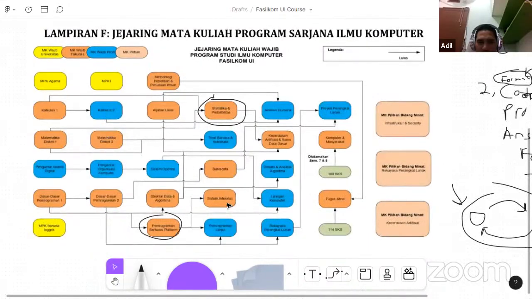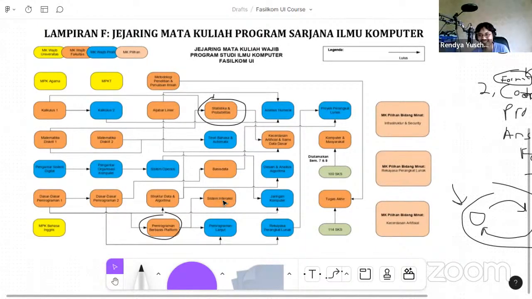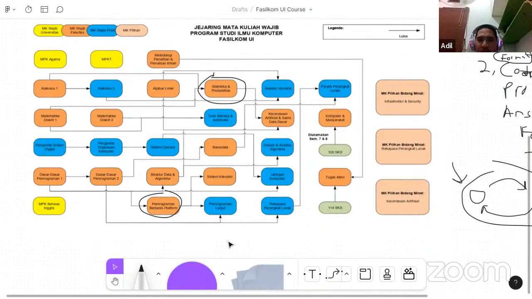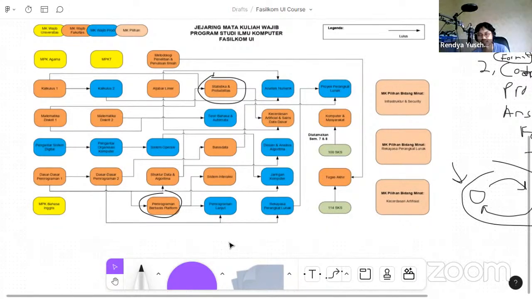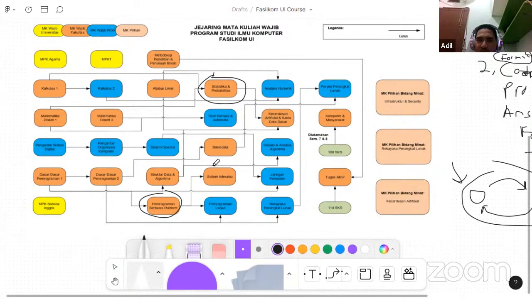Okay, next one. Let's move on to interaction system. Do we have the same course back there? I think it's different, right? Yeah, it was the obligation course, primary course, something like that.